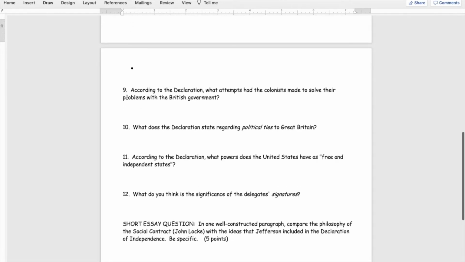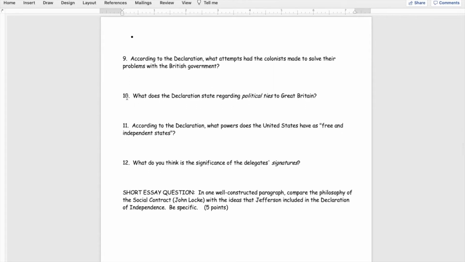Number 9 says, according to the Declaration, what attempts had the colonists made to solve their problems with the British government? And that was found on the last page, where they say things like, in every stage of these oppressions, we have petitioned for redress in the most humble terms. They also say, nor have we been wanting in attentions to our British brethren. We have warned them from time to time of attempts by their legislature to extend an unwarrantable jurisdiction over us. So there are plenty of things in those last few paragraphs that could have gone here for number 9.